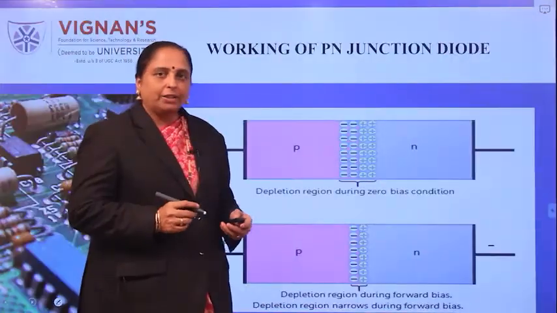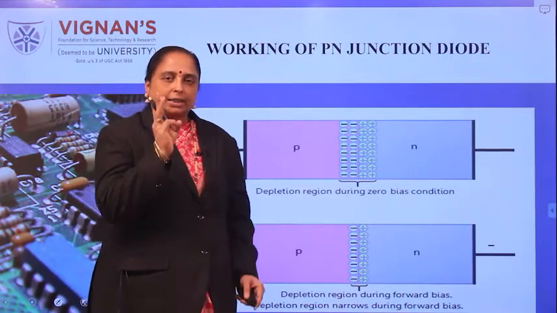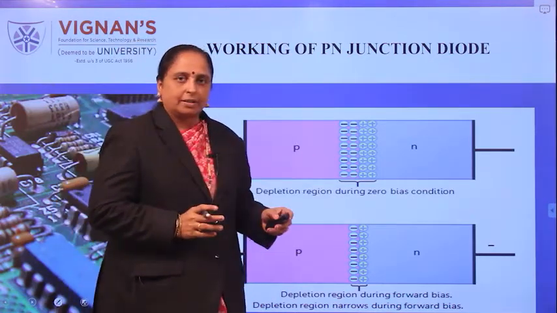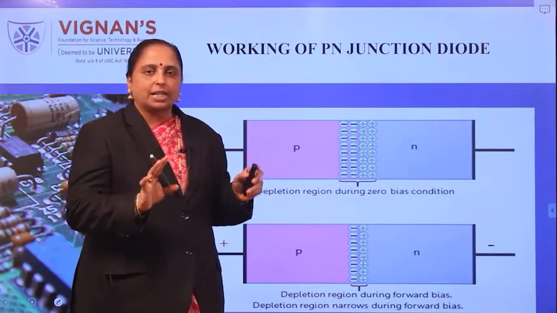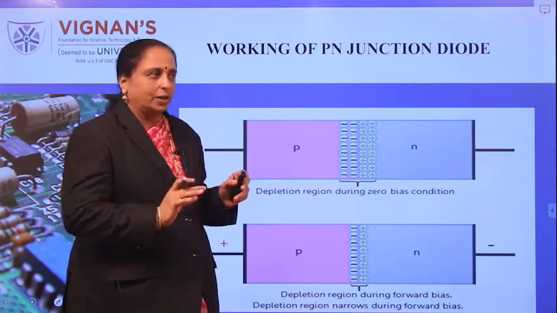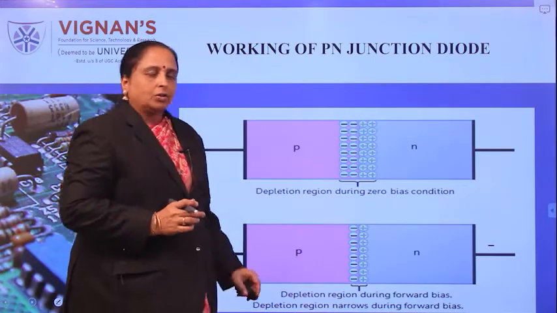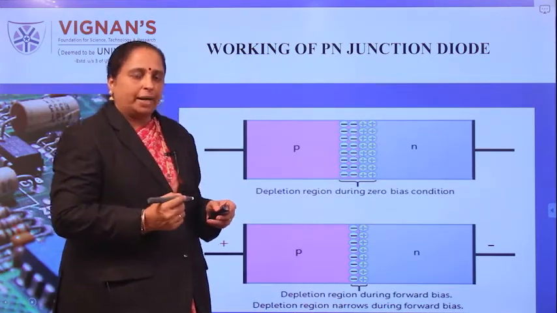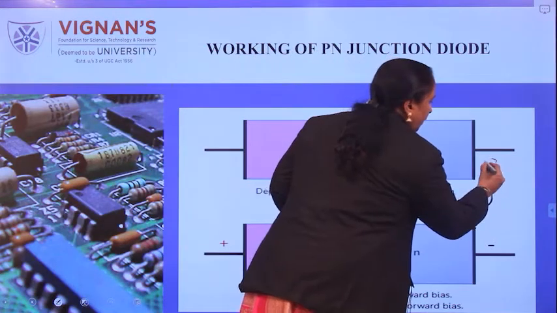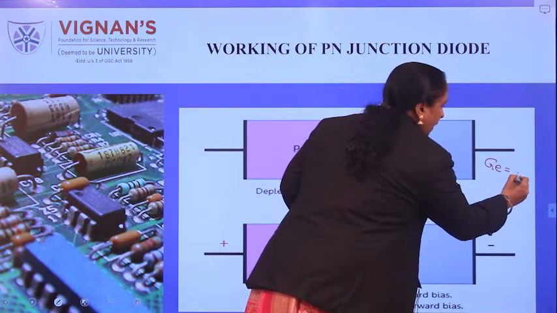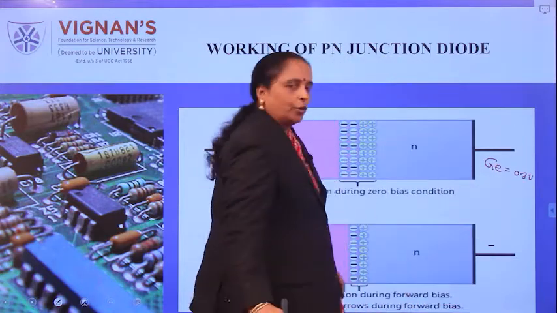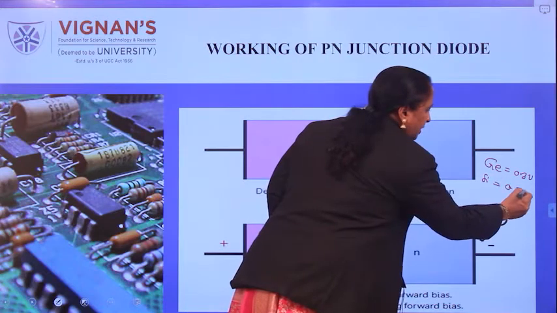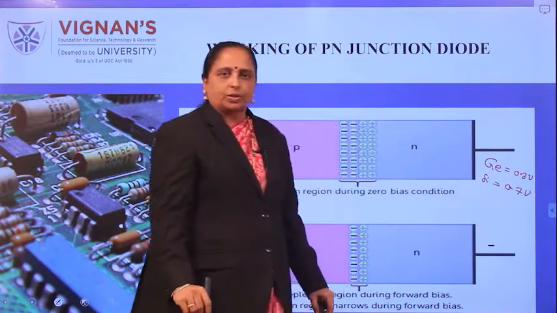We can explain the working of a p-n junction diode under three conditions. Number one, without any supply, that is zero bias. There is no external voltage given to the p-n junction diode, it just forms a barrier. So what is this barrier? This barrier is nothing but a measurement. For example, if you take germanium, the barrier voltage is 0.3 volts, and if it is silicon, the barrier is 0.6 or 0.7 volts.